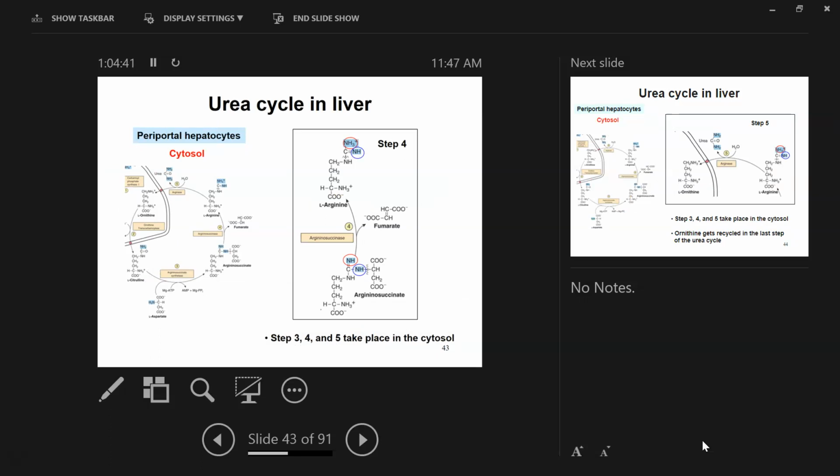All right, step 4. Argininosuccinate, once it's formed, is broken down to arginine and fumarate. This is catalyzed by an enzyme called argininosuccinate lyase, step 4. Once arginine is formed, arginine again carries the 2 amino groups.